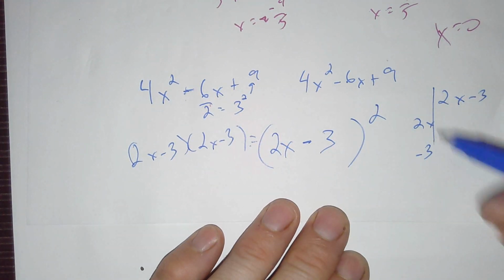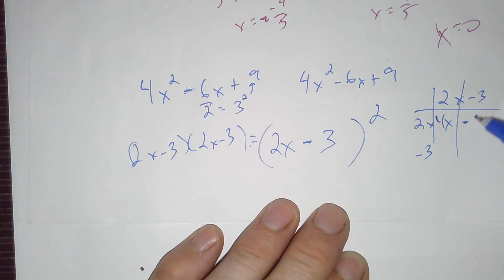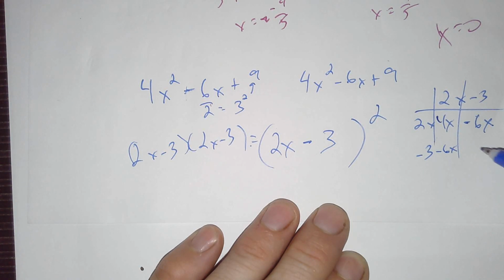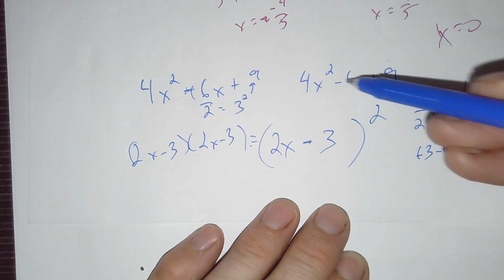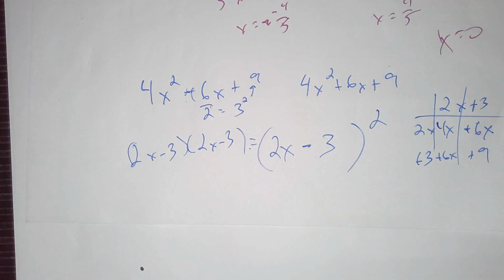Okay, so when I multiply the 2, right, I get 4x, right? Then I get negative 6x, and then a negative 6x plus 9. Excuse me, make this positive, okay? So that's positive 6x, positive 6x. What did I do wrong? Let me pause this for a second. Okay, I know what I did wrong.